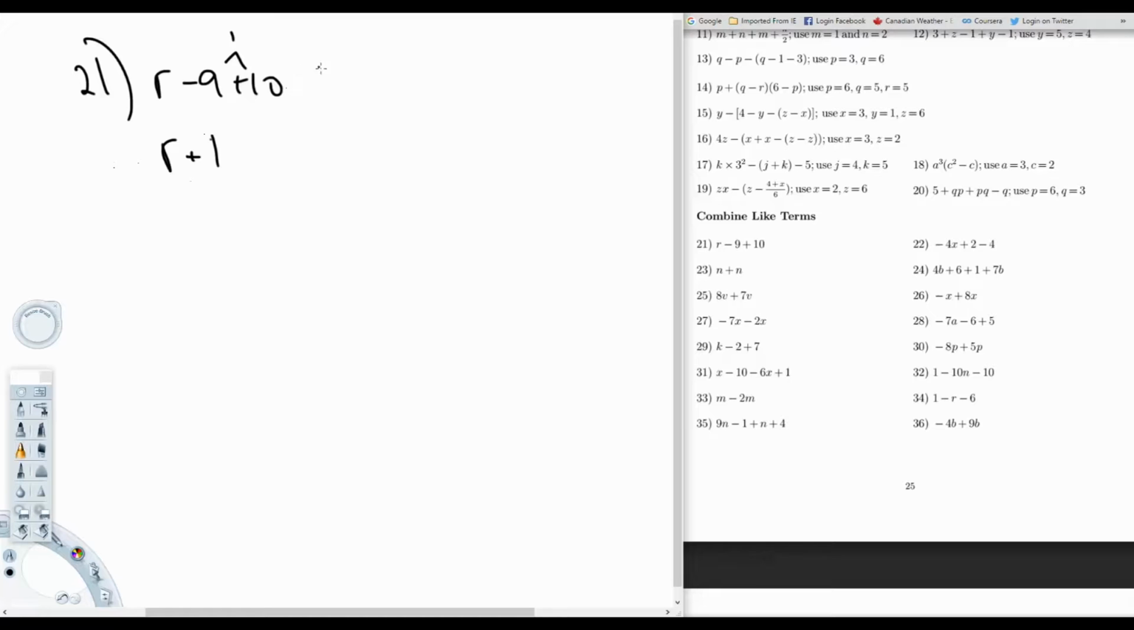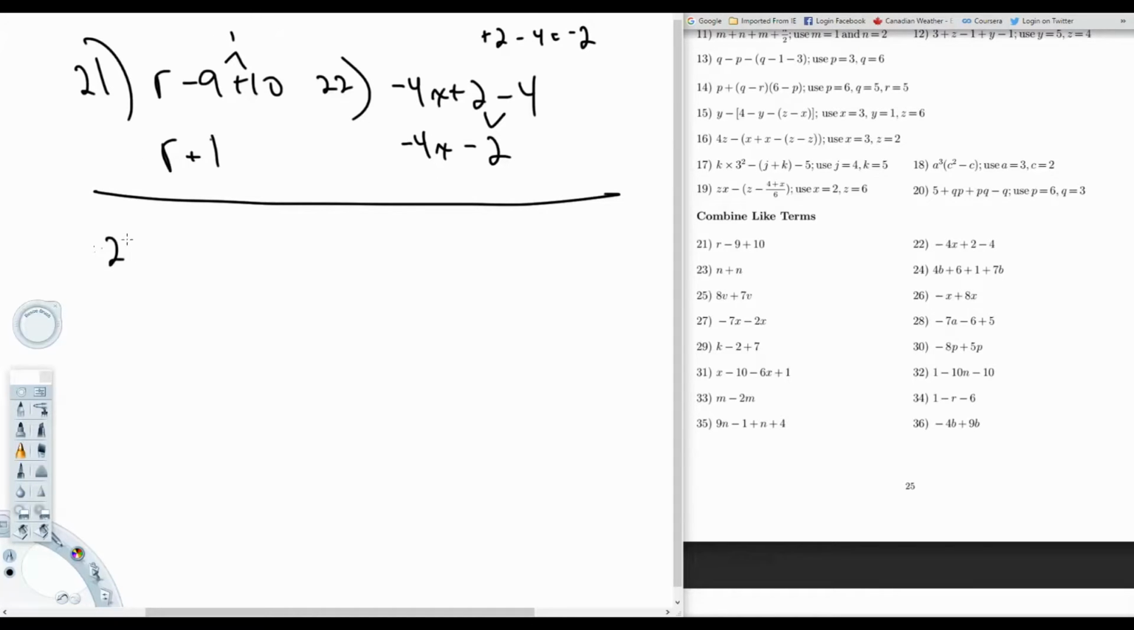That looks good. Number 22 now. Minus 4x plus 2 minus 4. Well, can you do minus 4x plus 2? I don't think so. So minus 4x plus 2 minus 4, can you do that? Yeah, of course you can. That equals what? Plus 2 minus 4 equals minus 2. And that is your answer. Number 23.